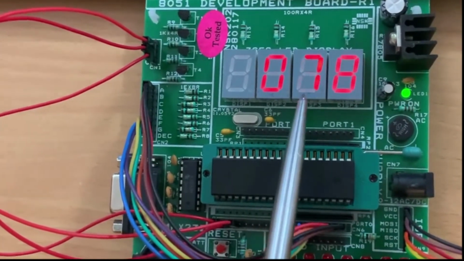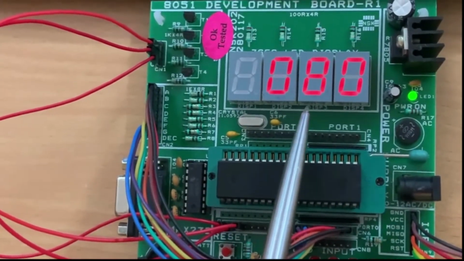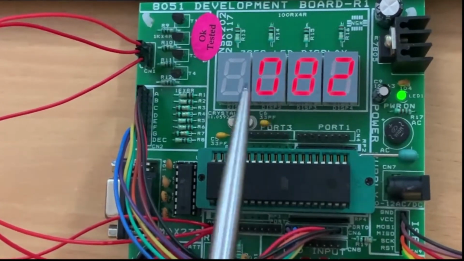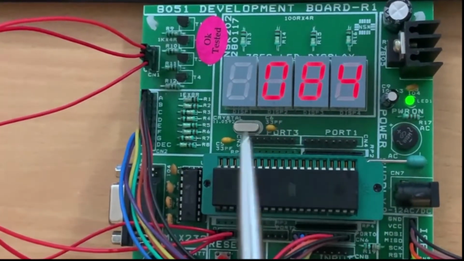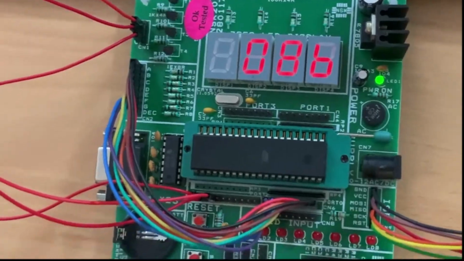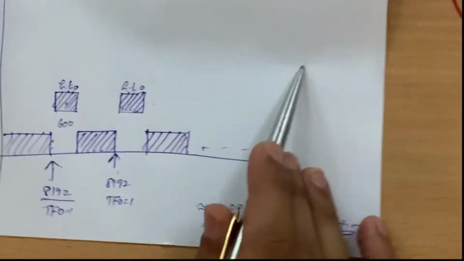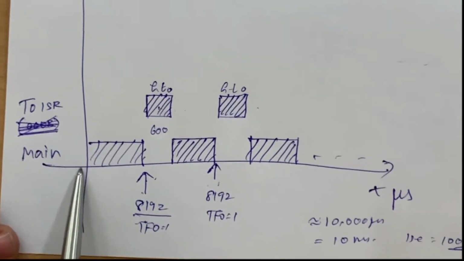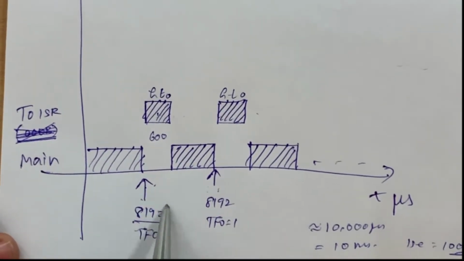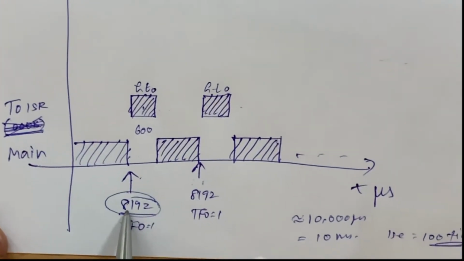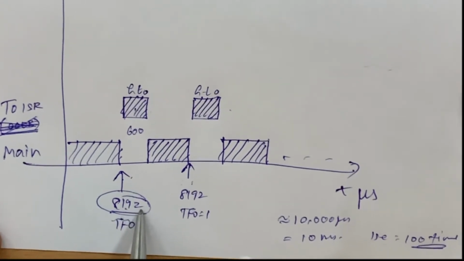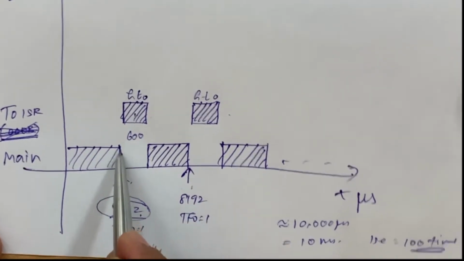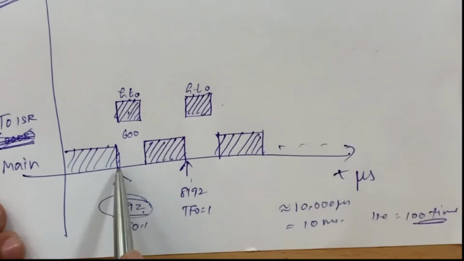As we all know, timer 0 is in 13-bit timer mode. 13-bit timer mode means 2 power 13. 2 power 13 means 8192. So if you look at this diagram, here in this diagram, there is a main routine which keeps continuing. So whenever the 8192 microseconds elapse, timer 0 will overflow and timer 0 interrupt will get created.